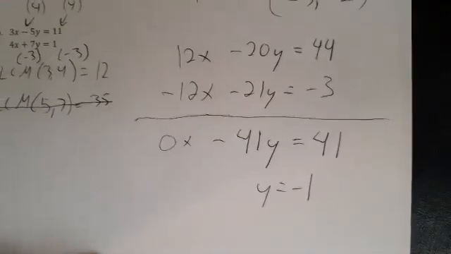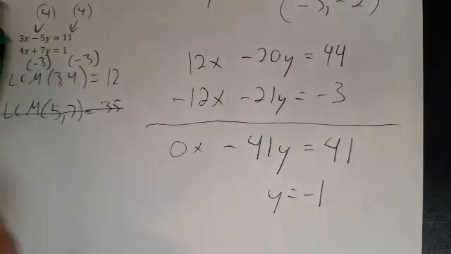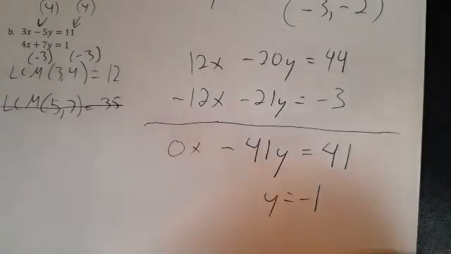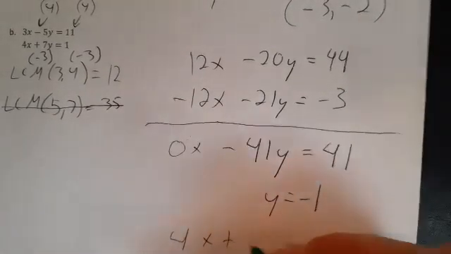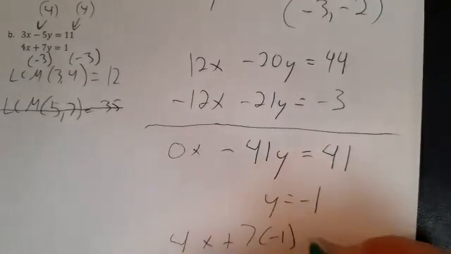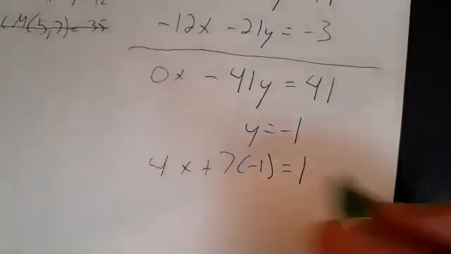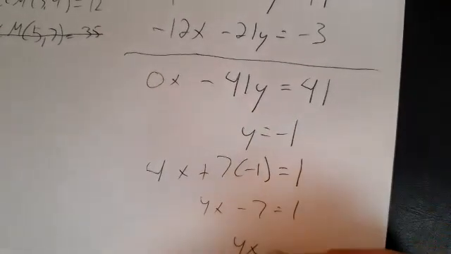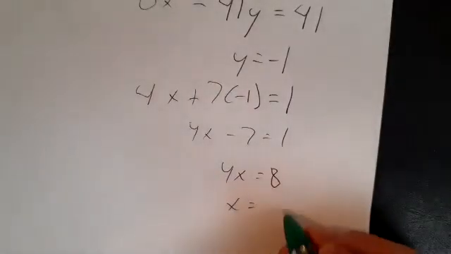And now I have a few options. I could plug it into these big ugly things, but probably not. I could plug it into one of these two things. I don't know, 4x plus 7y equals 1. So if I do that, 4x plus 7 times y equals 1. What is this? 4x minus 7 is equal to 1. 4x is 8. And x is equal to 2.